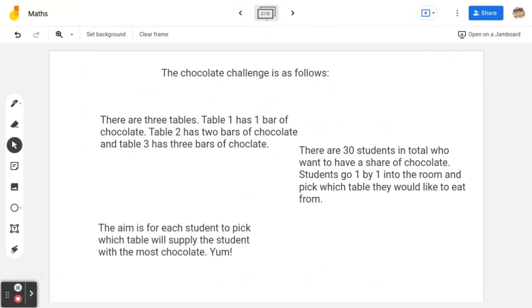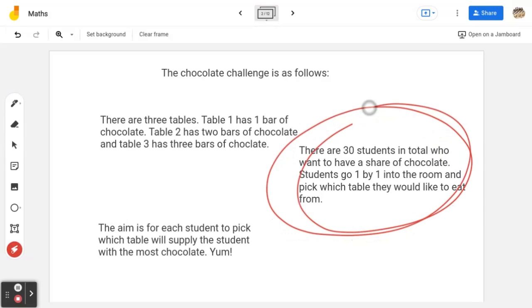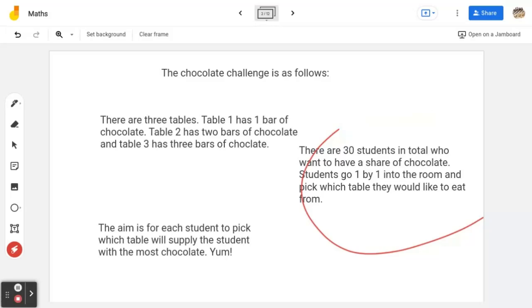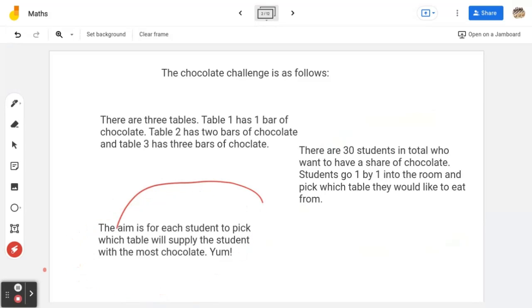There are 3 tables. Table 1 has 1 bar of chocolate, table 2 has 2 bars of chocolate, and table 3 has 3 bars of chocolate. There are 30 students in total who want to have a share of chocolate. Students go one by one into the room and pick which table they would like to eat from. The aim is for each student to pick which table will supply the student with the most chocolate.